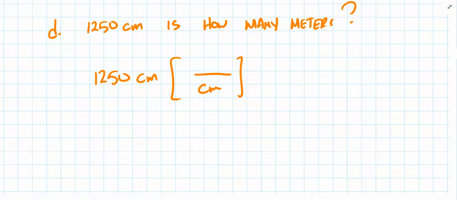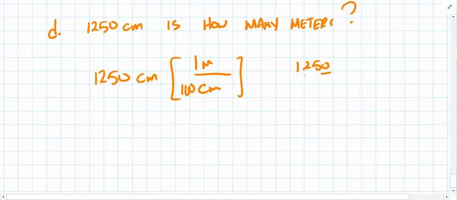1 meter is worth 100 centimeters. There we go. So then what would I do? Just take my 1,250 and divide it by what? Divide it by 100, right? So divide it, cancel the zeros, move the decimal, so that would be what? 12.5? So that's worth 12.5 meters right there.